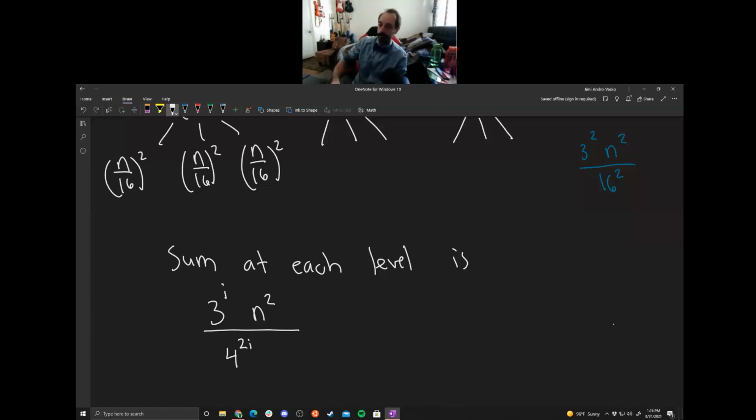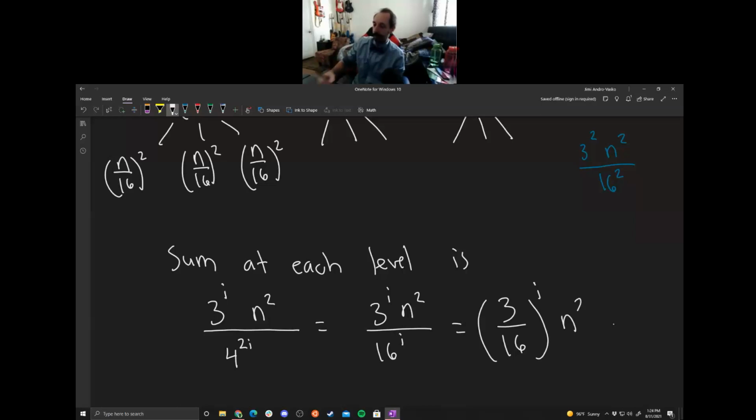So we can rewrite this as 3 to the power i, n squared, over 16 to the power i, which is a trick you can use to make this a little simpler. So really, the sum at each level is 3 to the i over 16 to the i times n squared. A little bit of algebra there. My algebra is a little rusty from junior high or high school, but anyway, this is how we can modify this into a form that is easy to work out.